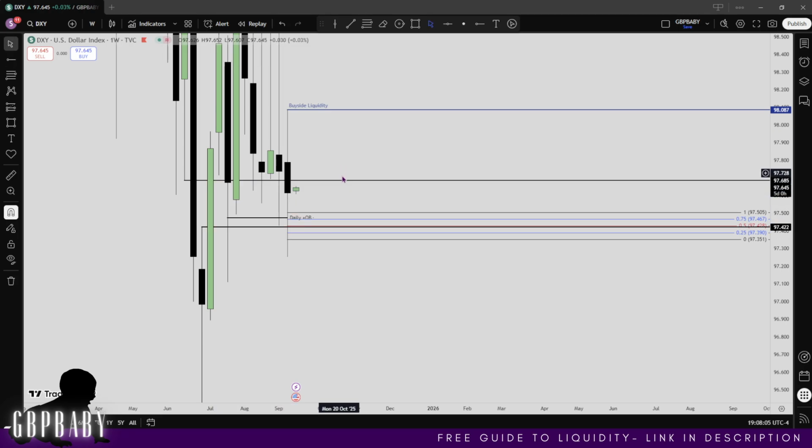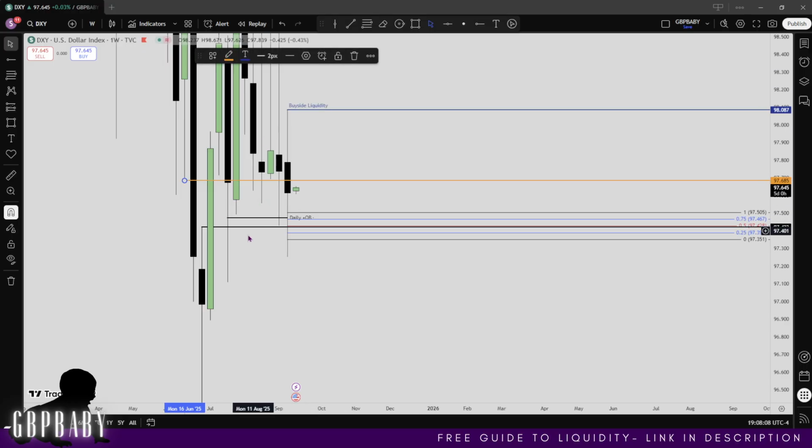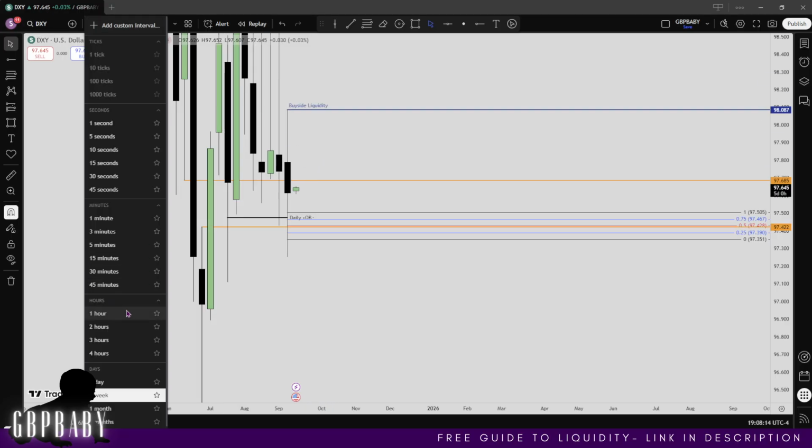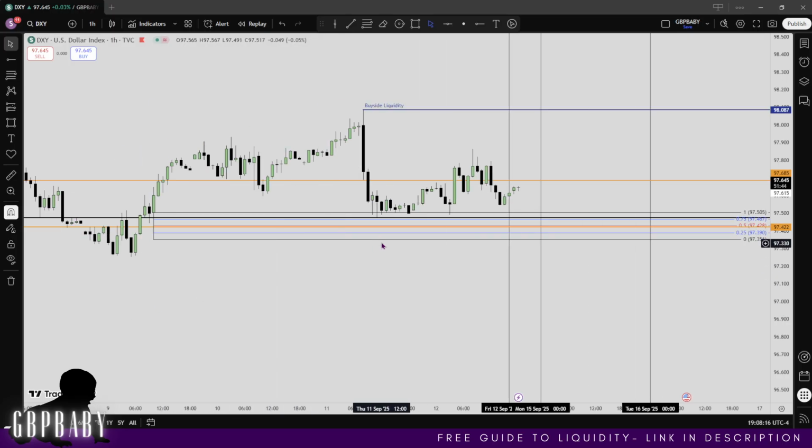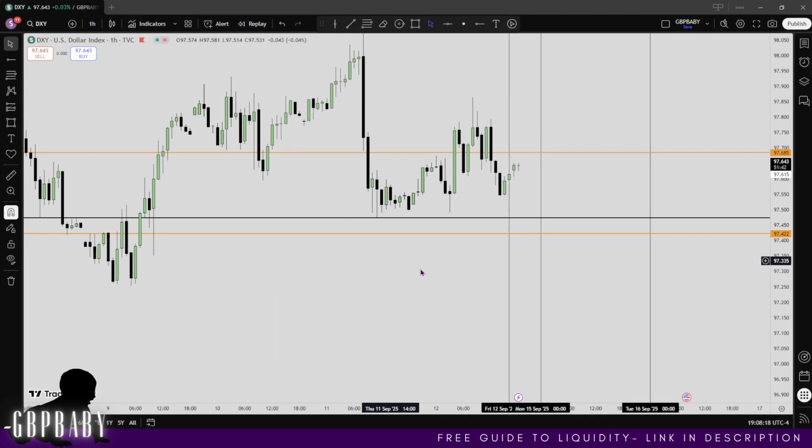And we'll make the lines a different color. We'll make them orange just so that we know that this is the weekly inversion fair value gap that we're currently trading within. And then let's go back down to the 1 hour. Get rid of a few things, and now we can see where we're trading within that range.